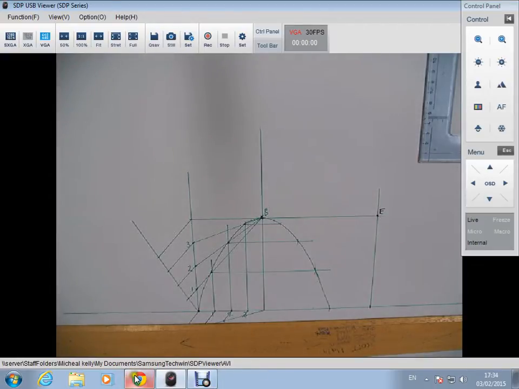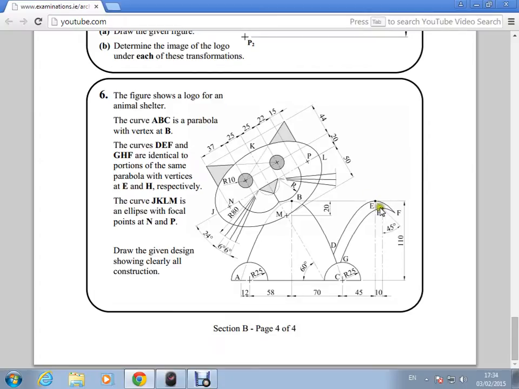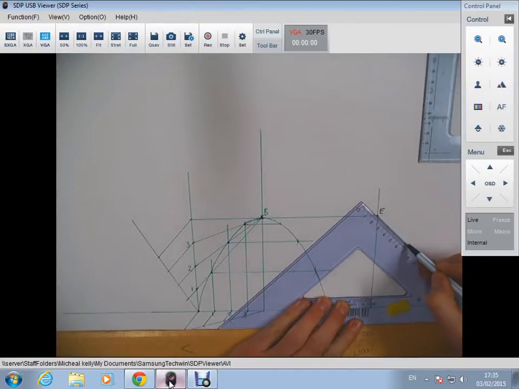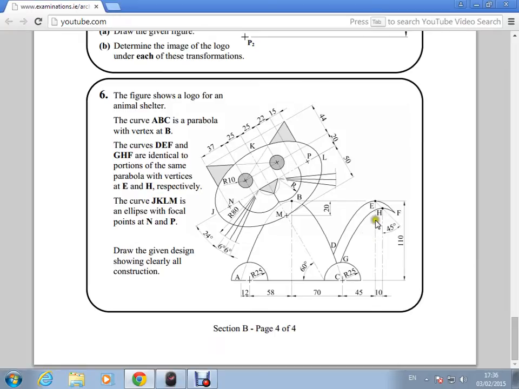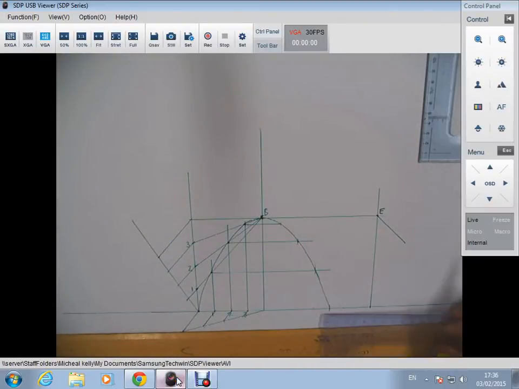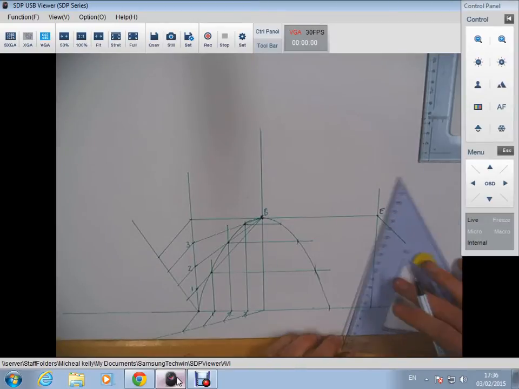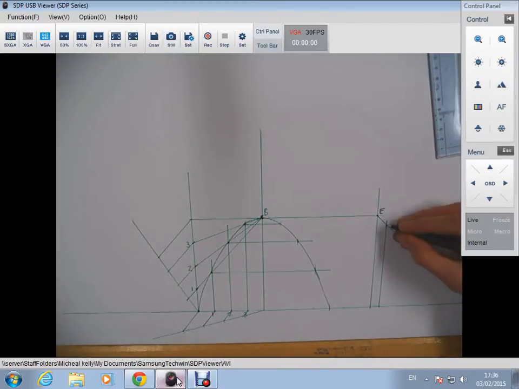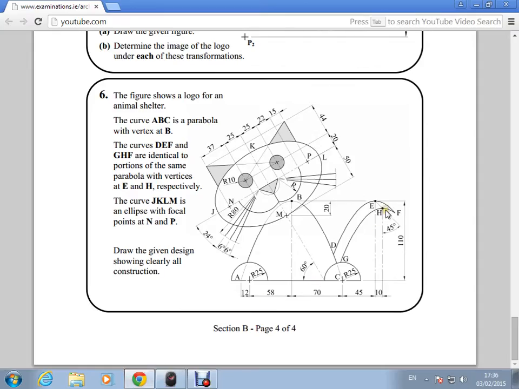And my point H is at 45 degrees to that line. So using my 45 degree set square, I'm going to draw a line off at 45 degrees from E. And looking back at my drawing, I can see that it's 10 millimeters over from the vertical line up through E. So if I measure 10 over from this line, take it vertically up the page, I will get the position of the point H on my drawing.